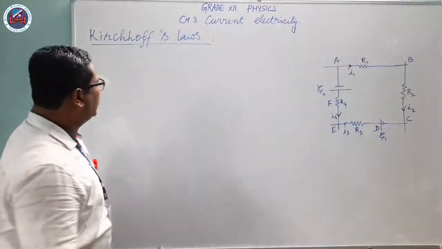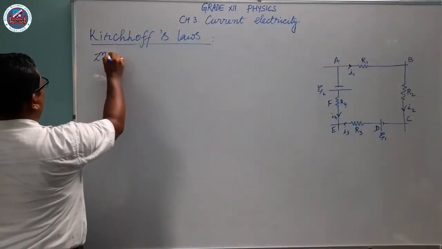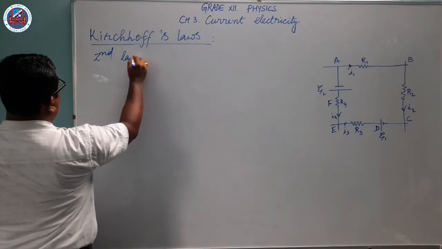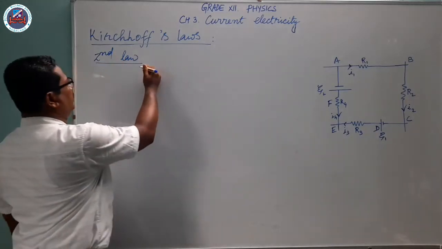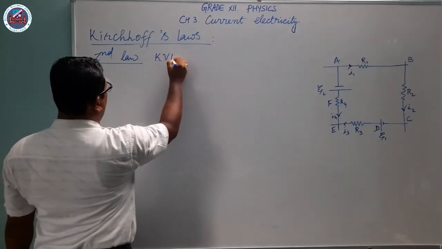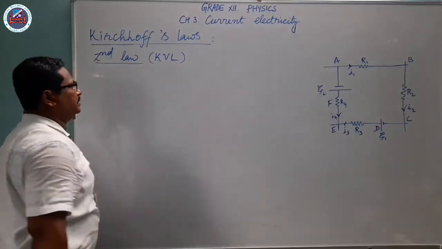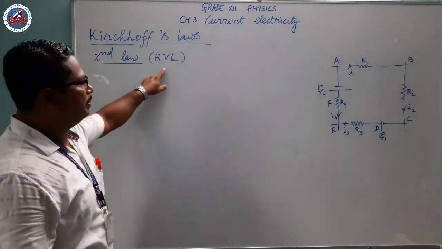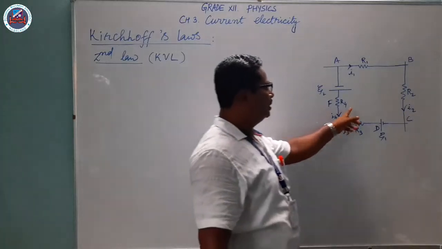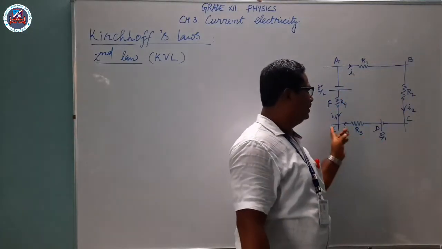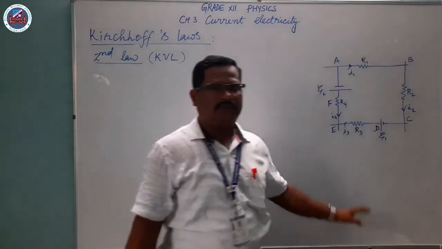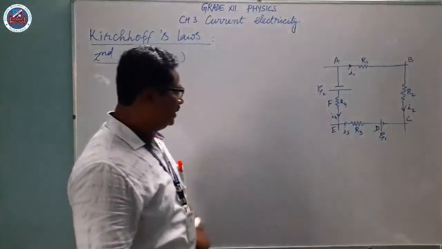Let us see the second law. Kirchhoff's second law is also known as KVL, Kirchhoff's voltage law. This law is applicable in a closed circuit. There is one circuit you can see, I have drawn and kept in advance.